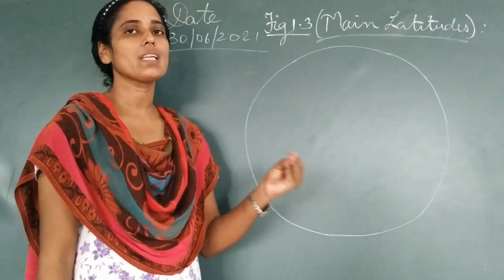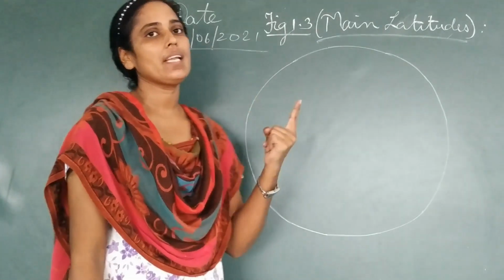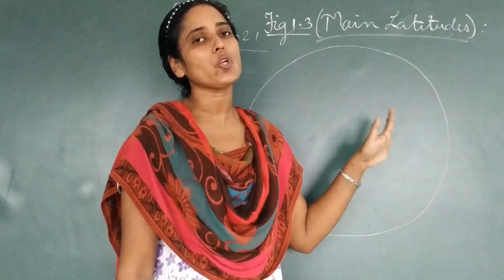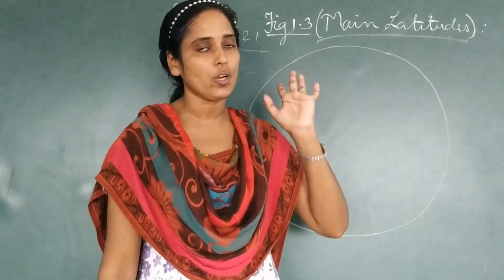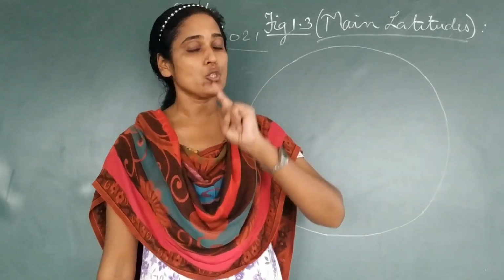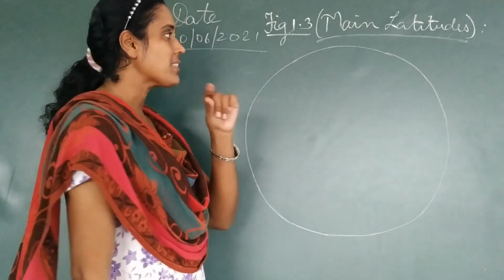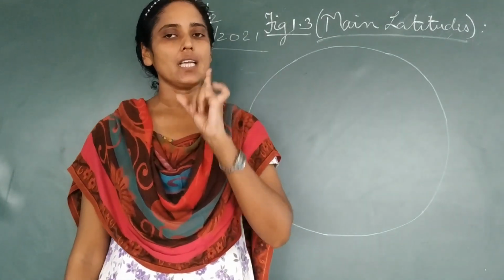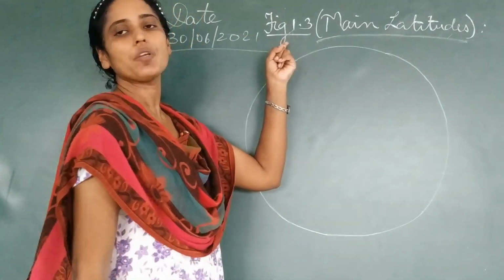Now students, we will move to the next topic, that is the main latitude. This is a very important topic for you, students. This diagram has to be drawn in your books along with me. Students, start drawing this diagram with pencils. You have to label it also and start drawing it meaningfully. You have to label it as figure 1.3.